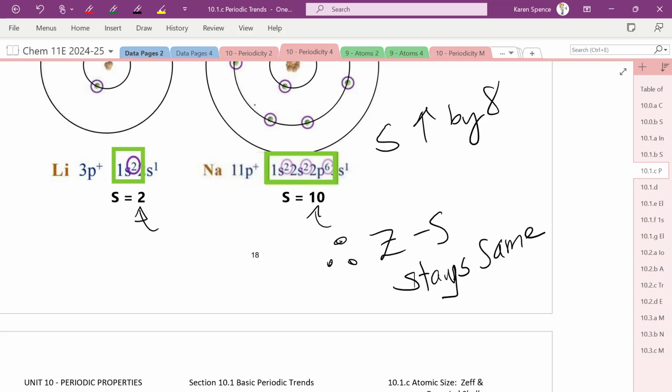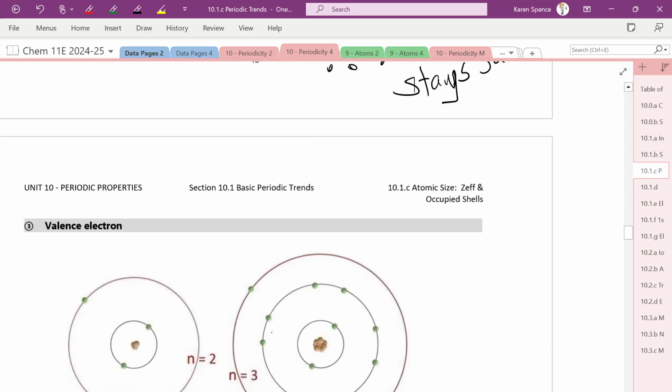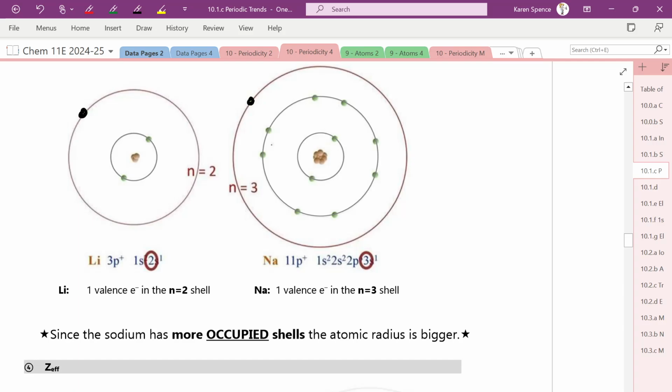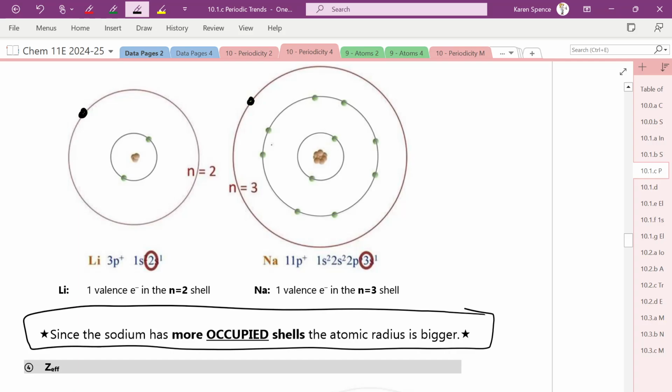And then I think I got a little carried away with the diagrams. So we'll see. We might have to skip some pages here. So here's our valence electrons. 1 valence electron here, 1 valence electron in sodium. More occupied shells, therefore the atomic radius is bigger.